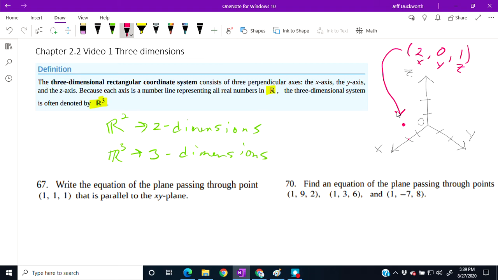All right, some problems that we might want to deal with. Write the equation of the plane passing through the point (1, 1, 1) that is parallel to the xy plane. So if we draw a little graph here, and we want to plot the point (1, 1, 1), well, where to draw this? It may kind of match up with the origin. Maybe it's something like here, maybe it's above, whatever.